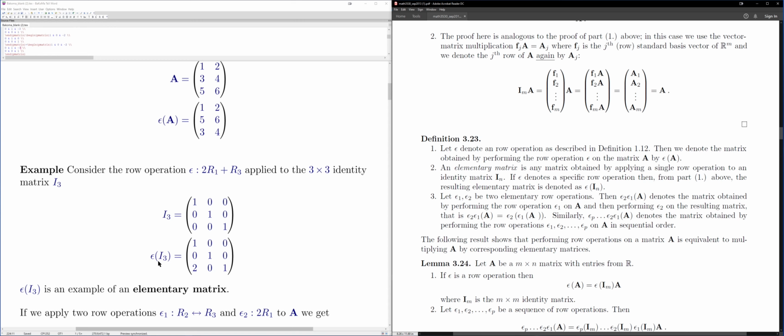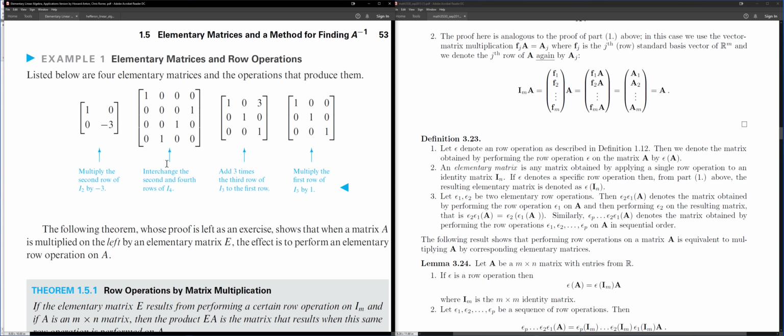Notice I'm using the same notation as what I did above. This is the original matrix I3, and I apply a single row operation epsilon. So this notation epsilon I3 means it's I3 after you apply that single row operation. So if you have an identity matrix and you apply a single row operation to it, that is always an example of what's called an elementary matrix.